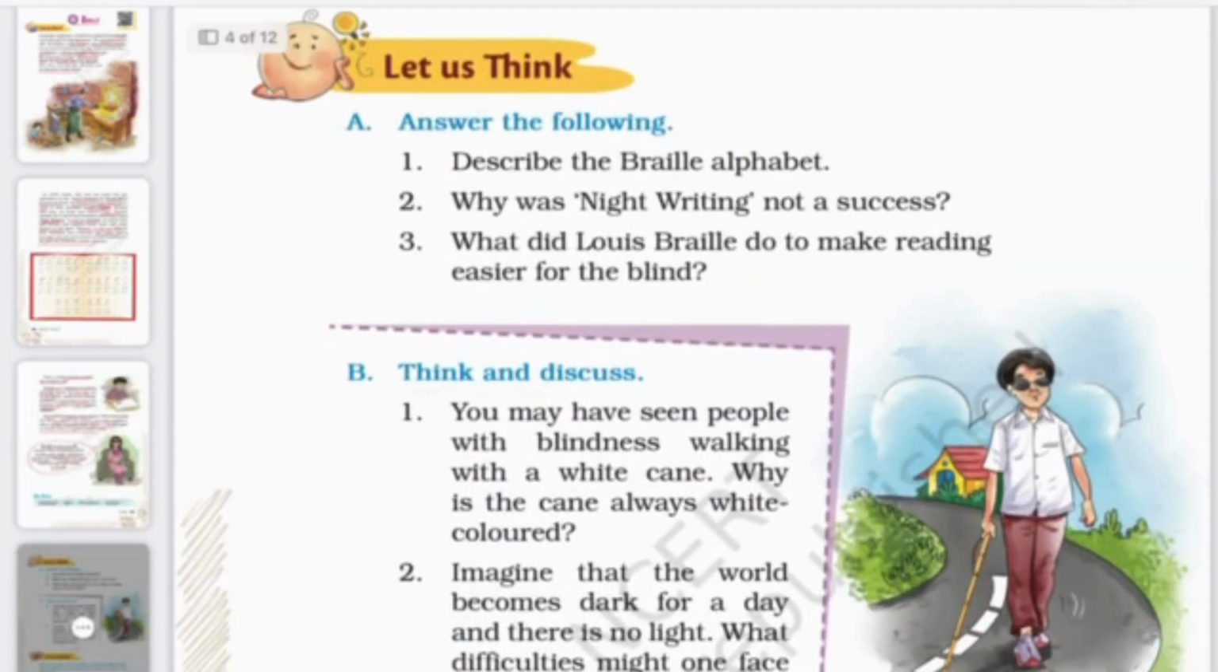Next, let us think and answer the following questions. Describe the Braille alphabet. The Braille alphabet is a system of writing.